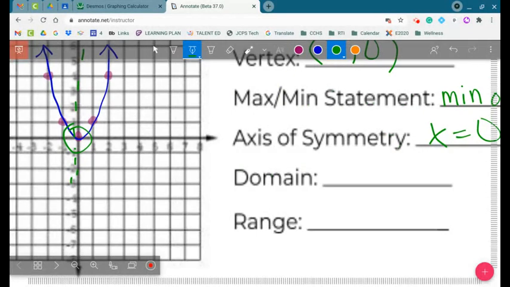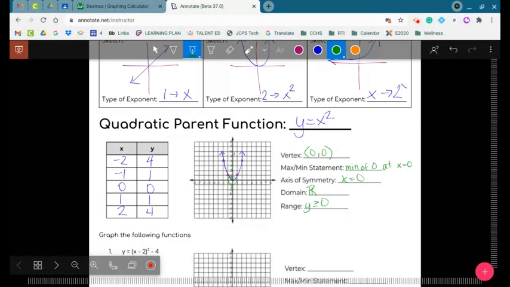Your domain is always all real numbers. And then our ranges are y values. So think: our y values touch at 0 and go up, so it's going to be y greater than or equal to 0. And that's how we do our quadratic.